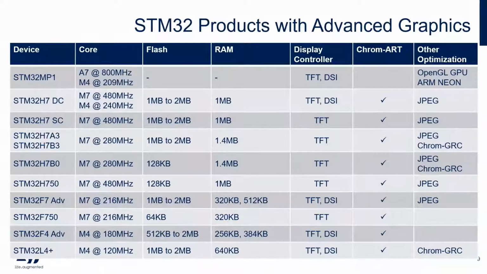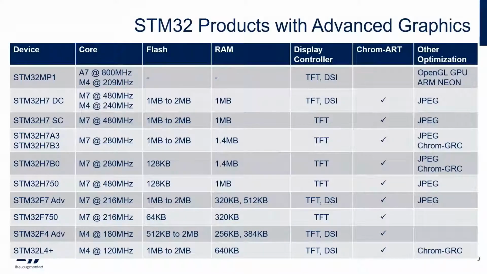So if we dive more into these, our frequency ranges from 120 up to 480 on these specific MCUs, and up to 800 megahertz on the MPU, on the A7, and you also have an M4. And the embedded memory ranges from very limited boot flash, let's say down to 64 kilobytes, 128, all the way up to 2 megabytes of internal flash.